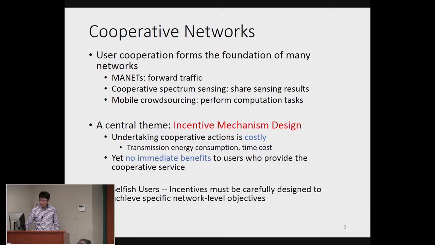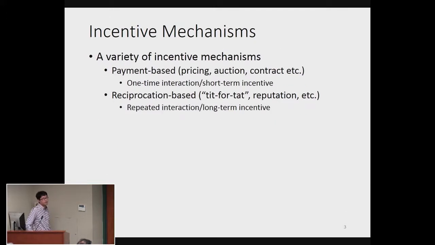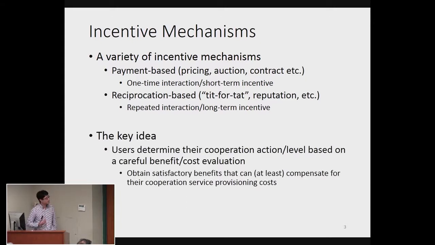A central theme of this literature on cooperative networks is the design of incentive mechanisms to promote cooperation and thereby achieving specific network level objectives. There's a variety of incentive mechanisms already proposed in the literature. I'm not going into detail, but despite the different forms, the key idea is really similar. Basically, the users have to obtain satisfactory benefits that can at least compensate for their cooperation costs. So users determine their cooperative effort level based on a careful benefit-cost evaluation.